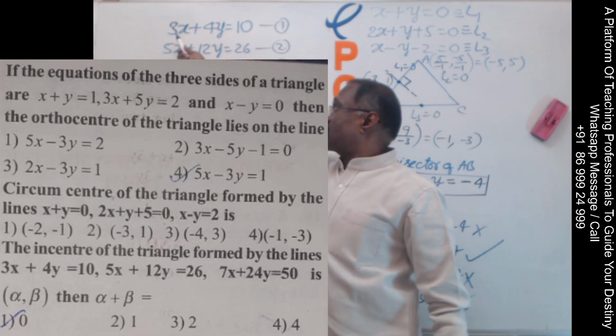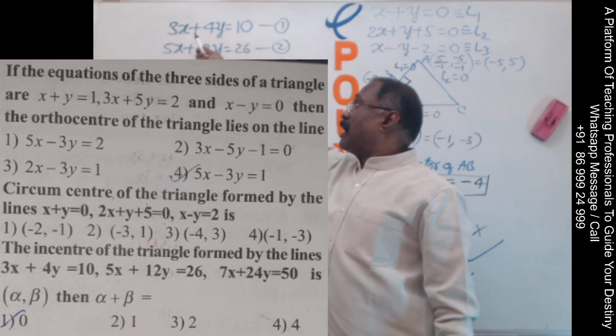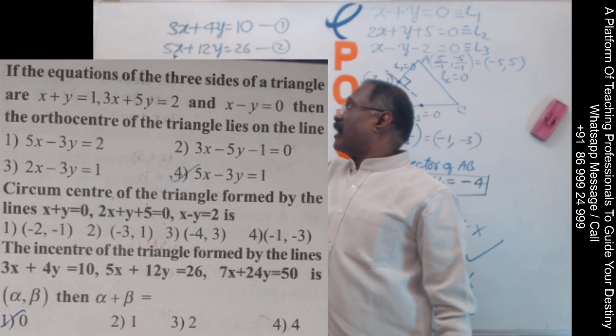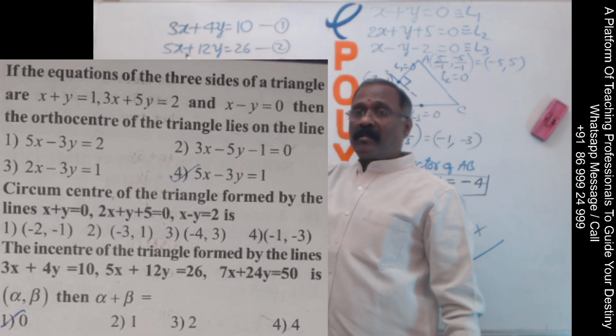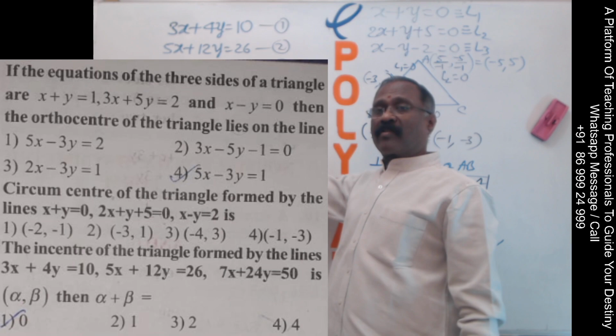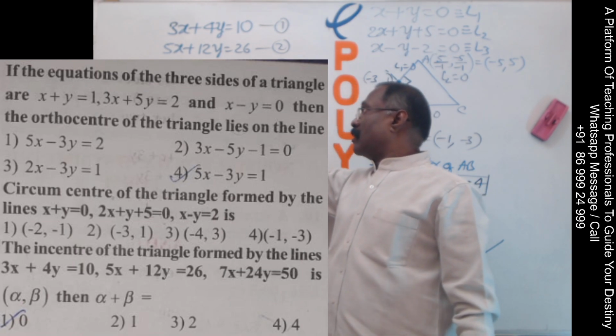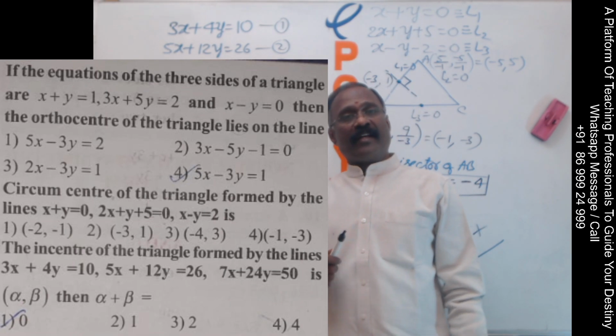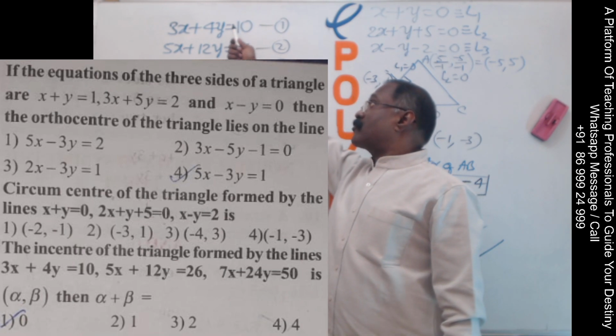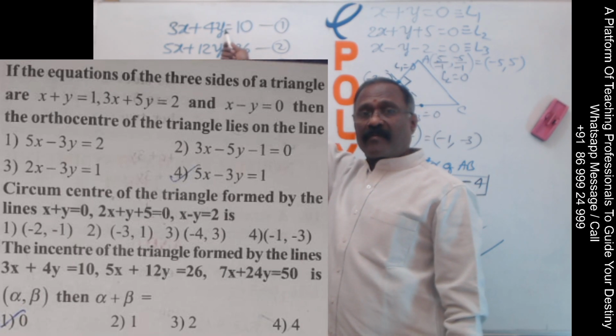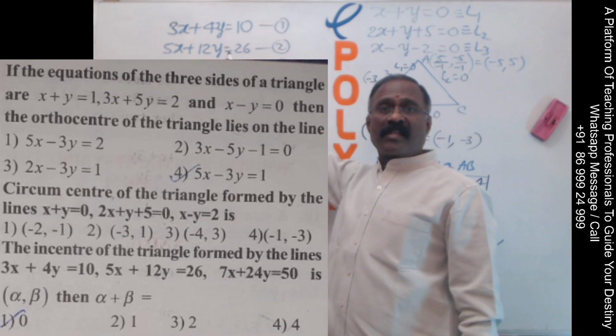Mod c by root a square plus b square: 10 by 5, 2. Mod c by root a square plus b square: 26 by 13, 2. Mod c by root a square plus b square: 50 by 25, 2. So, from 0, 0, this is at a distance of 2.